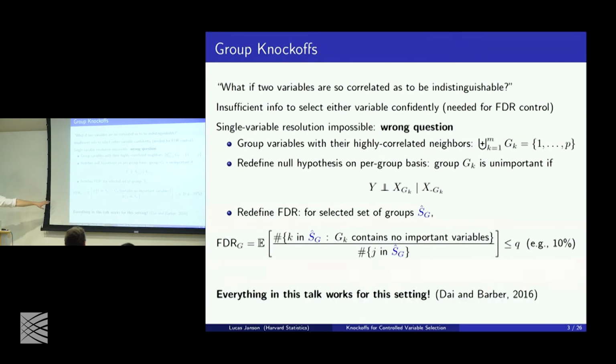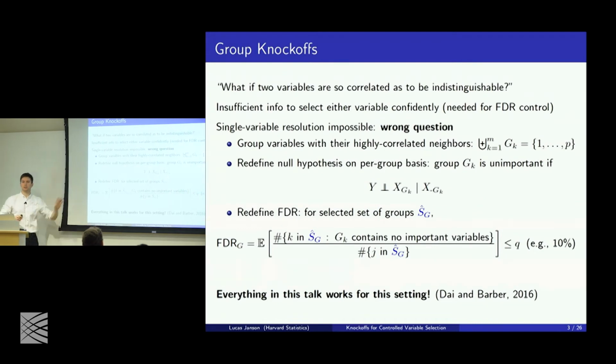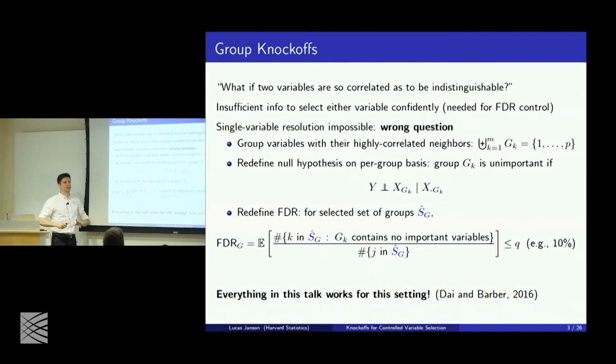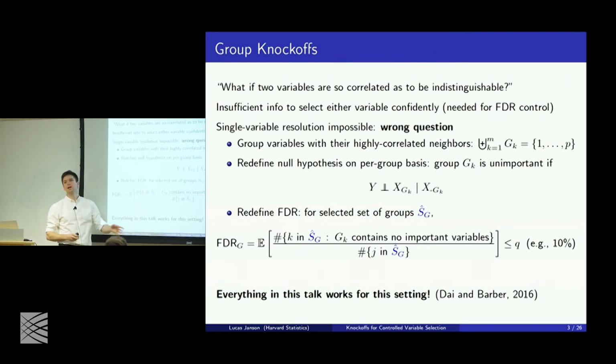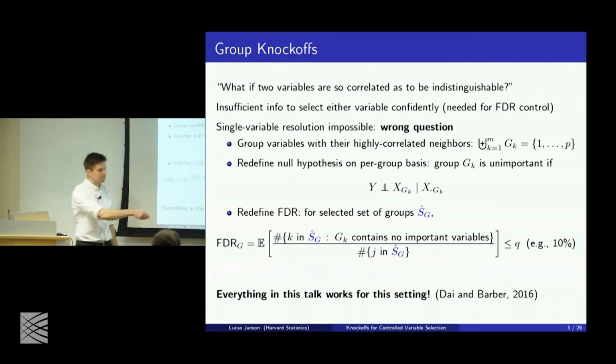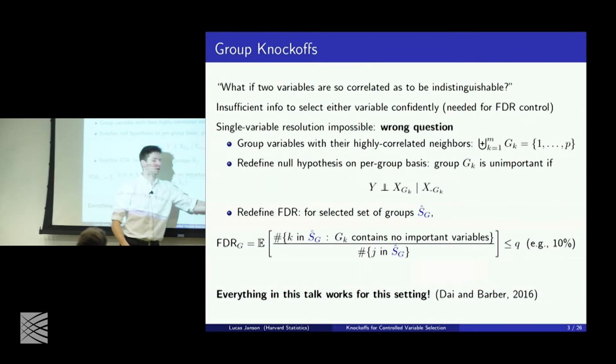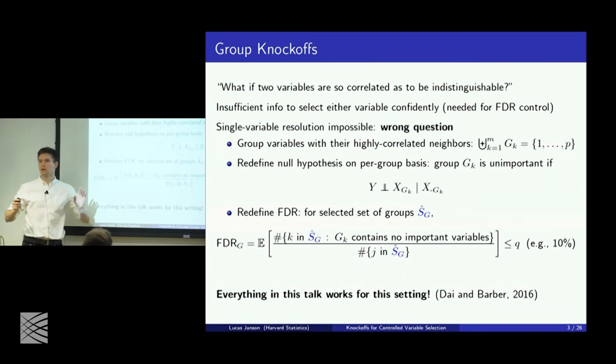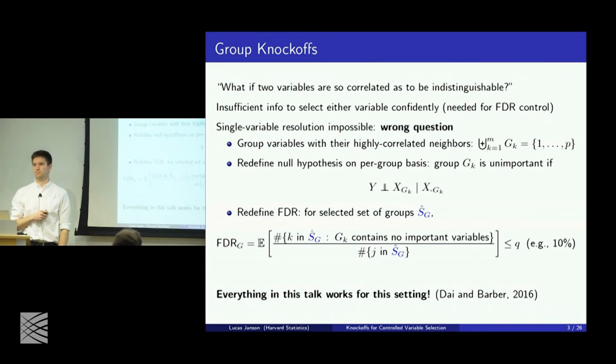And the point I want to make, I'm not really going to talk about this more, but everything in this talk seamlessly transfers to this setting. It's really easy. It's actually one of the nice points about this work that moving from single variables to multiple variables, to groups of variables is totally trivial. And there's a paper that shows that once you know how to do knockoffs, doing group knockoffs is totally straightforward. But you have to know how to group.